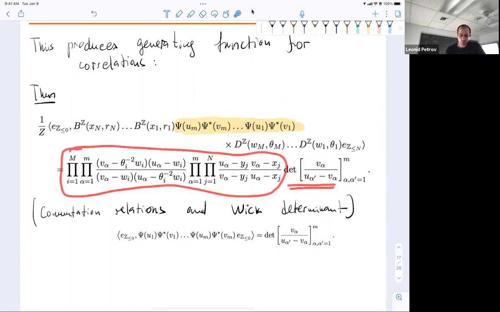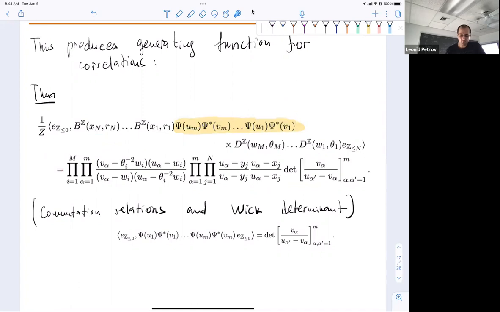So this determinant comes from the vacuum average of a product of psi functions, which is a Wick-type determinant in the Fock space. And after this, we can extract individual coefficients. So this thing contains some CJs, and this thing contains CJ stars and so on.